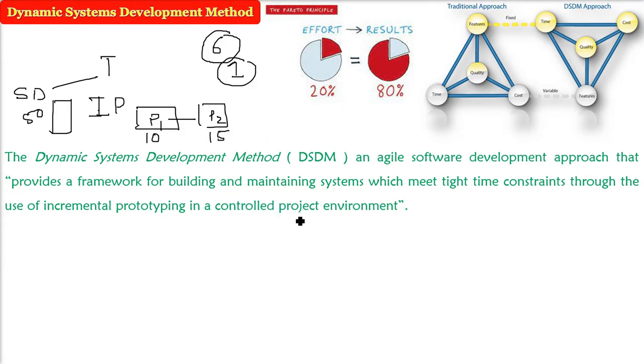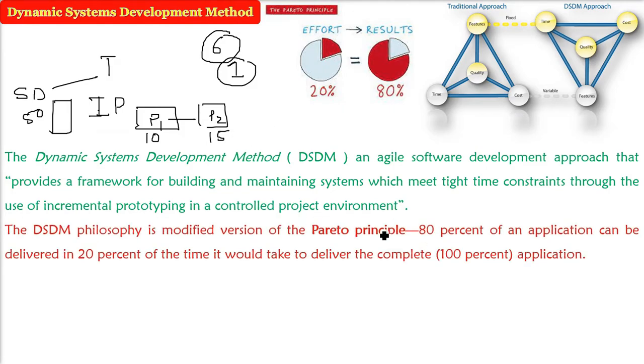We are incrementing it. The most key feature of this DSDM is the Pareto principle. The DSDM philosophy is actually the modified version of this Pareto principle only. It is saying if you put only 20% of the effort, you are going to get 80% of the result. Only 20% work, 80% result. And let me show you a picture here.